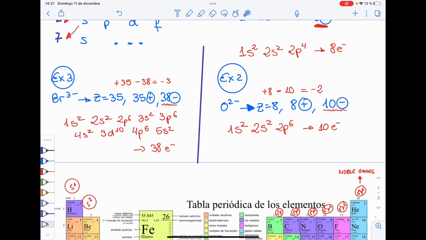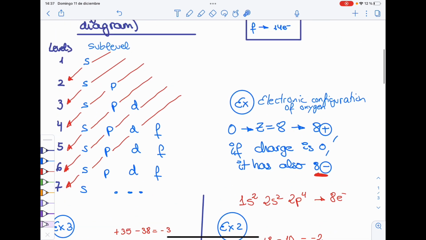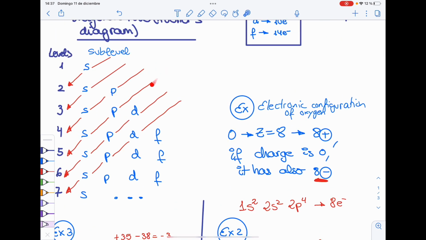It doesn't matter if you put here first 4 and then 3 and then 4 again, it doesn't matter, okay? You have to always look at the lines to know the order.